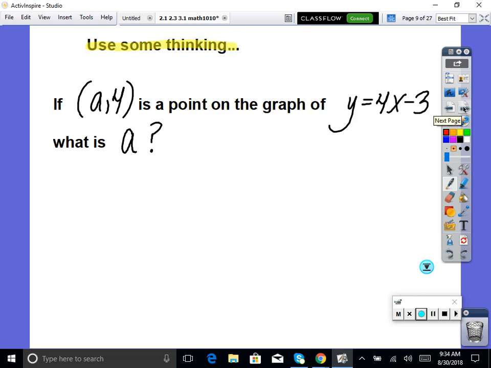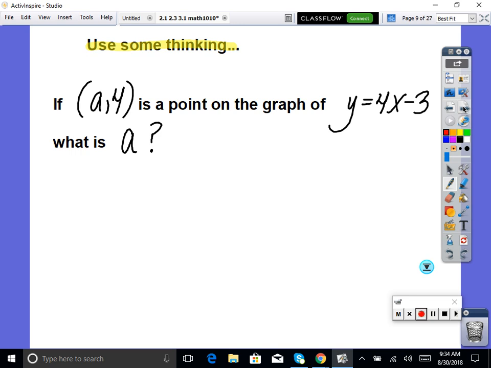Okay, so guys, you're not always going to have tests worded the exact same way as a homework. So you've got to just be able to put 2 and 2 together. What's this asking? So let's read this. If a comma 4 is a point on the graph of y equals 4x minus 3, what is a? What is this asking you to find? X, in a very weird way. It's asking you to find x.